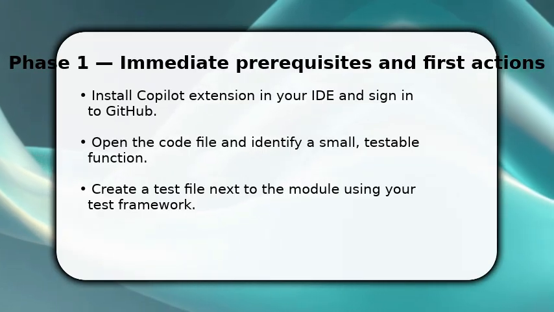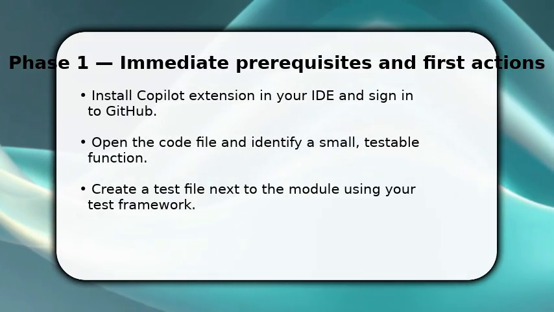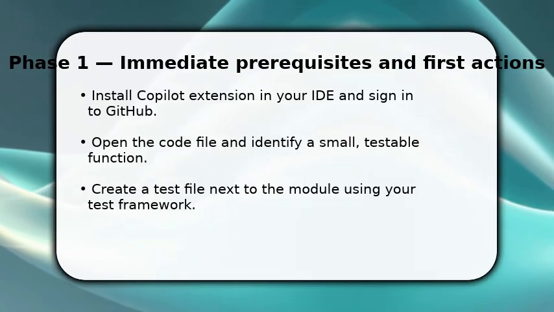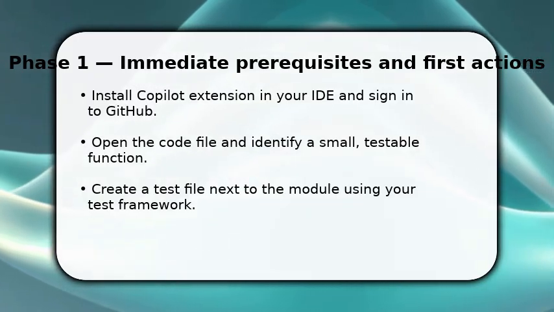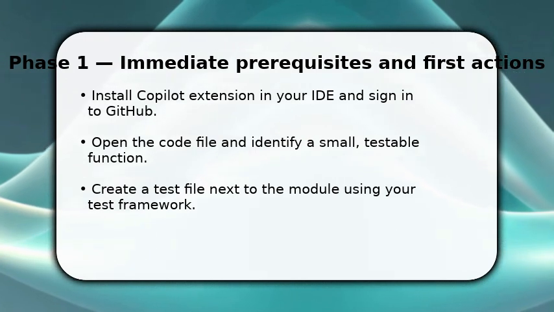Copilot will propose a scaffold. You will accept or edit suggestions. This begins the iterative test writing loop and saves time. You now guide Copilot with clear prompts.